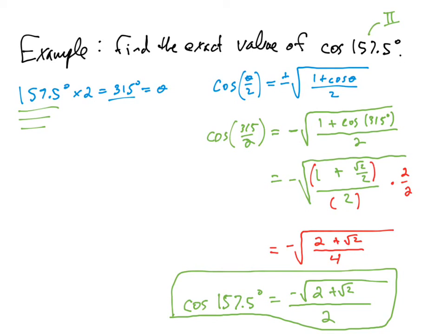This is kind of a funky solution. It's not something we're probably very familiar with, seeing a value in this form, a radical inside of a radical, but this is allowed. And we can always check our work by typing this in the calculator. We could evaluate cosine 157.5 degrees, and if we do that, we're going to get whatever this approximates to as a decimal.